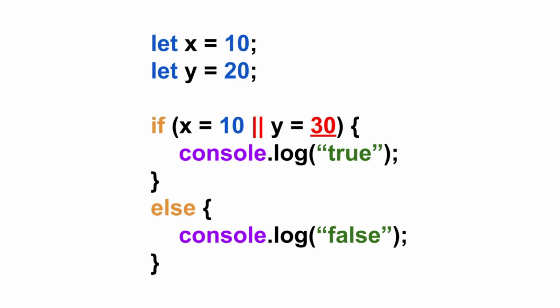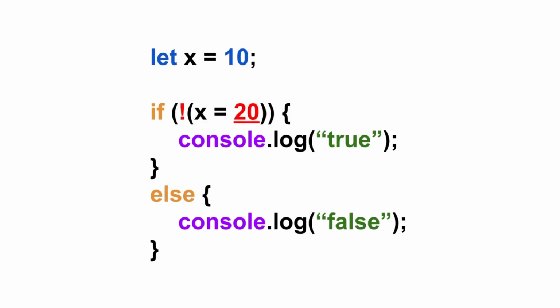The next operator we have is the OR logical operator. It is written using two vertical bar signs. This checks if at least one argument is true. If one argument is true and all other arguments are false, the entire statement as a whole will still be true. Since one of our arguments is true, the if statement is true, so our console log function will display true on the console. The OR logical operator is only false when all arguments are false.